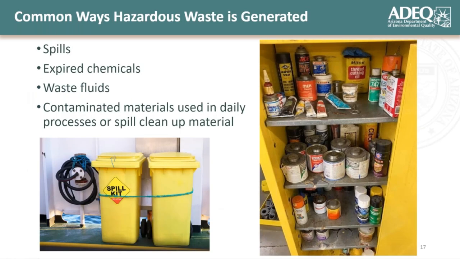Now that we've discussed how hazardous wastes are identified, let's look at common ways they can be generated and in which processes you are likely to see their generation. Expected waste fluids or byproducts, as well as unexpected spills, can generate hazardous waste. Expired chemicals and products no longer of use habitually accumulate in areas such as storage and maintenance rooms. Consider routine cleanouts of these areas to avoid large accumulation amounts like you see on the right here.